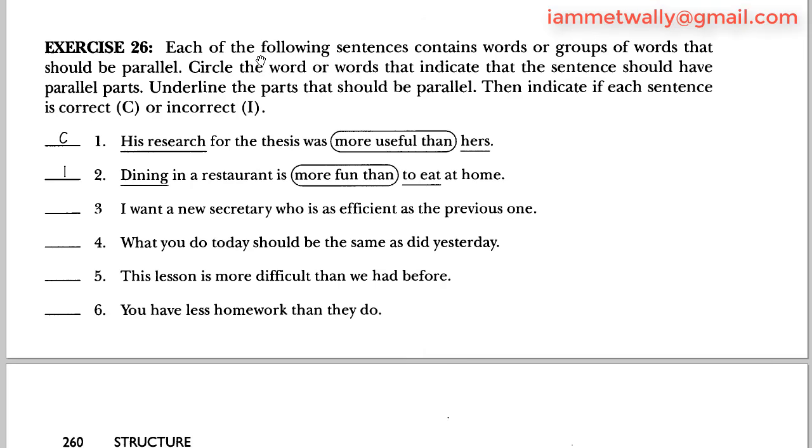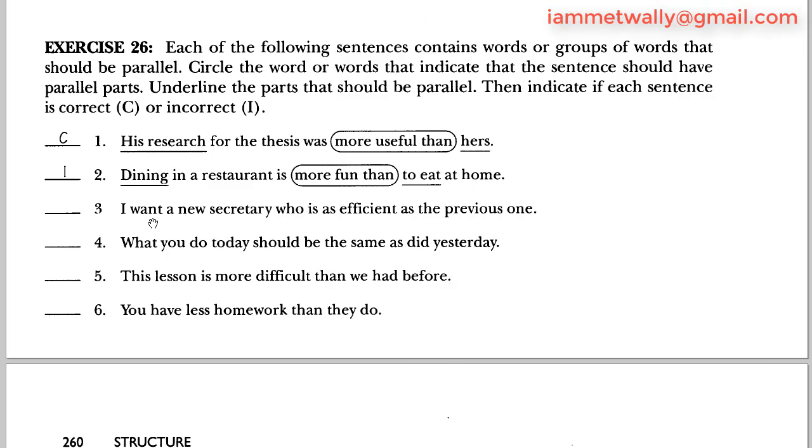Exercise 26. Each of the following sentences contains words or groups of words that should be parallel. Circle the word or words that indicate that the sentence should have parallel parts. Underline the parts that should be parallel, then indicate if each sentence is correct, C, or incorrect, I.